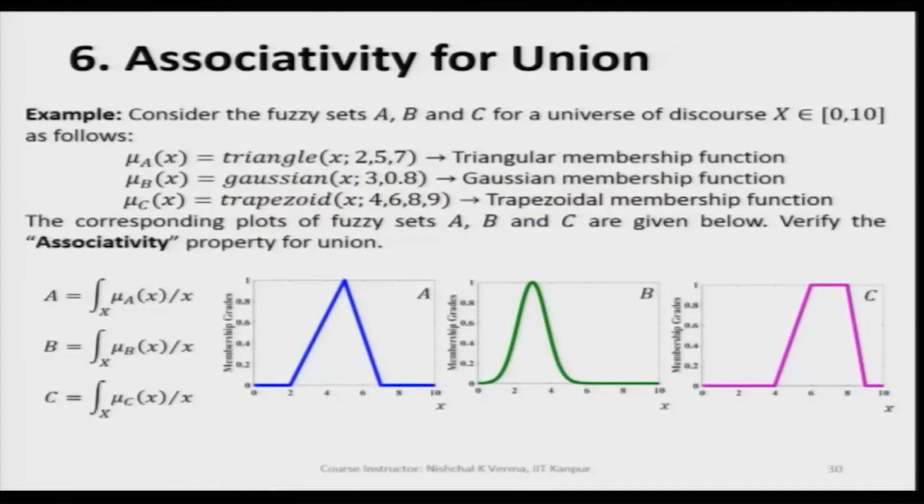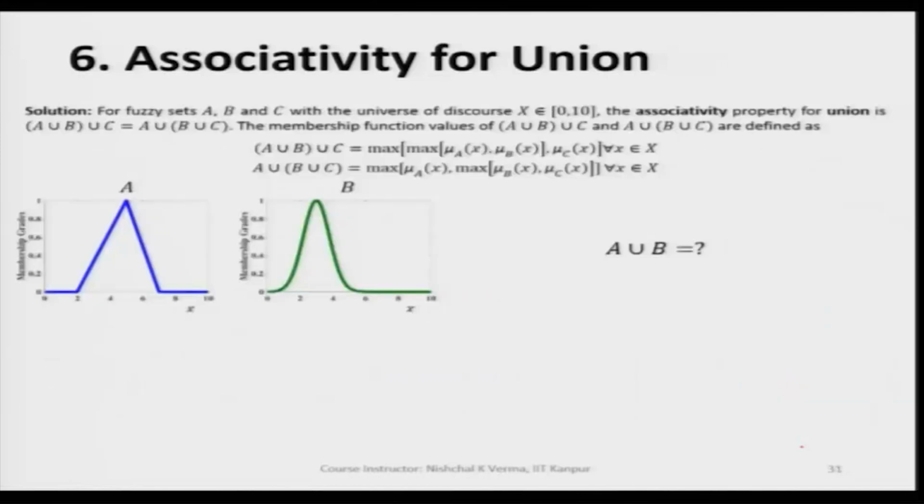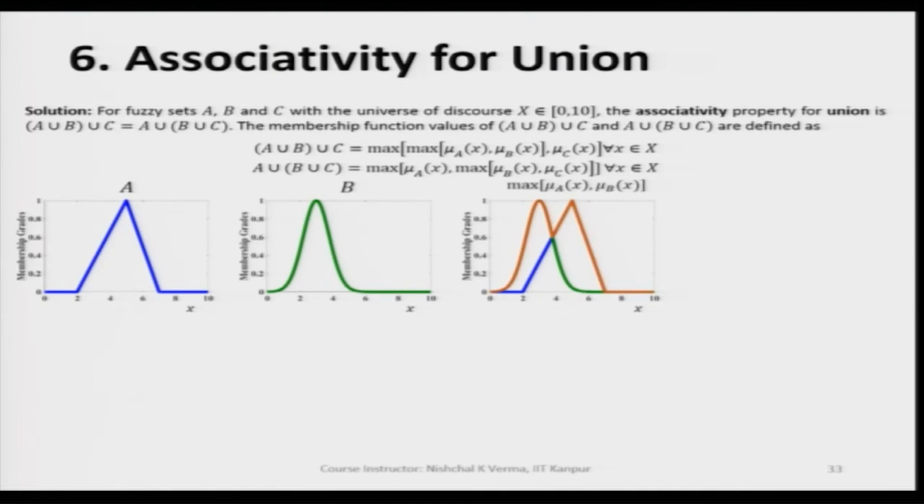So, if we take an example here again for the associativity property for union, we take a continuous fuzzy set A, continuous fuzzy set B, and then the third continuous fuzzy set C. So, we see that if we take A union B here, where A is this fuzzy set and B is this fuzzy set, we are going to get A union B like this.